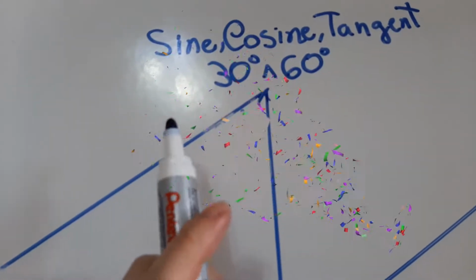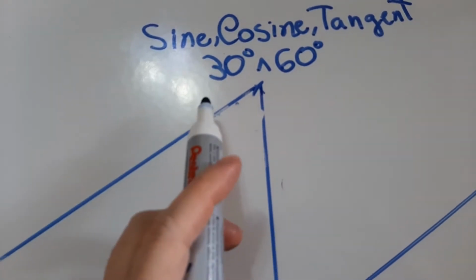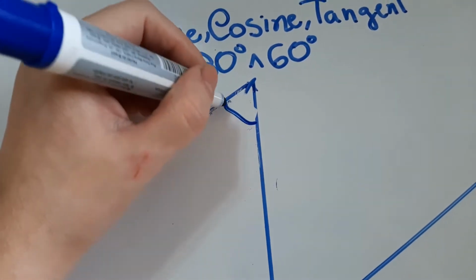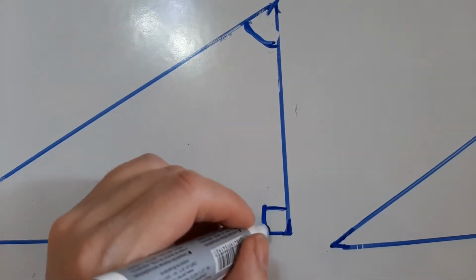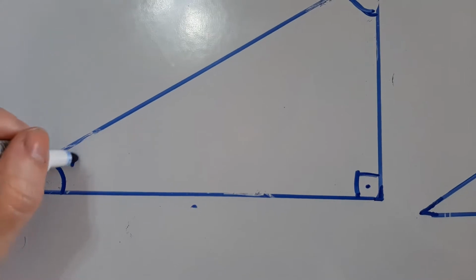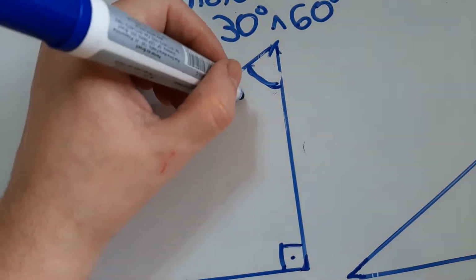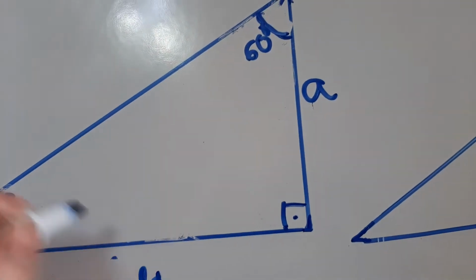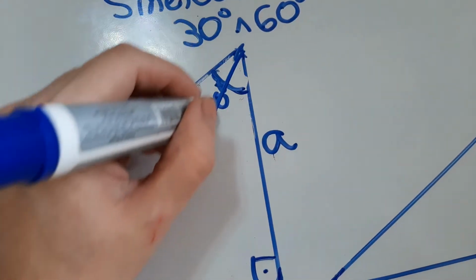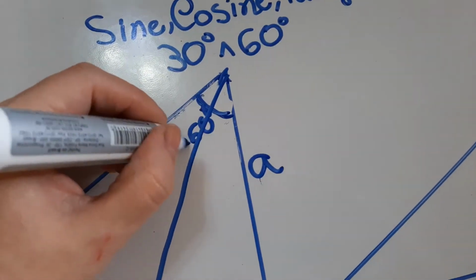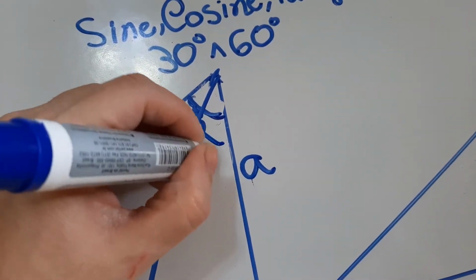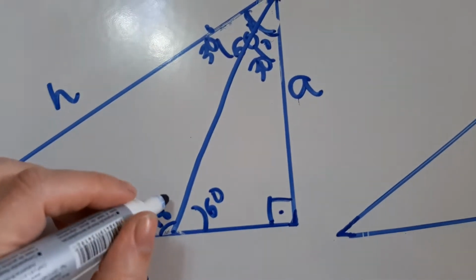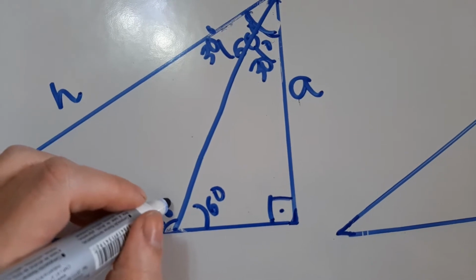So let's find the sine, cosine, tangent of the 30 degrees and 60 degrees angles. So here we have a right angle triangle, and here we have 30 degrees, 60 degrees angle, and here we have side A, side B, the hypotenuse. And let's divide here in the half, and here we're gonna have 30 degrees, and here we have 30 degrees, and here we have 60, and then here we have 180.